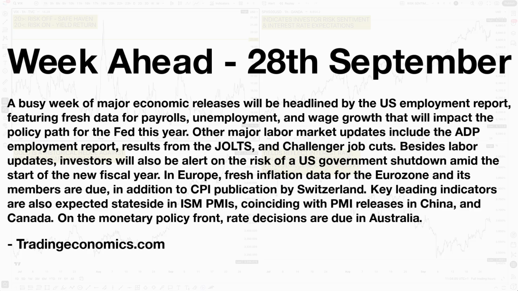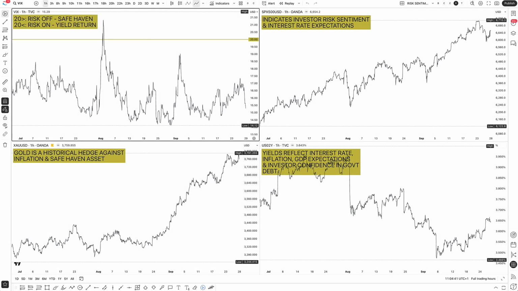Besides labor updates, investors will also be alert on the risk of a US government shutdown amid the start of the new fiscal year. In Europe, fresh inflation data for the Eurozone and its members are due, in addition to CPI publication by Switzerland. Key leading indicators are also expected stateside in ISM PMIs, coinciding with PMI releases in China and Canada. On the monetary policy front, rate decisions are due in Australia. So a fair few things going on this week.